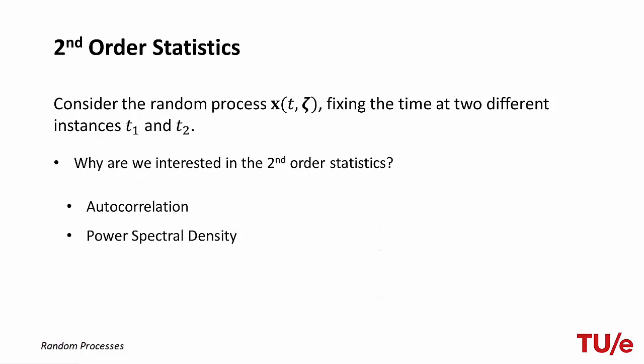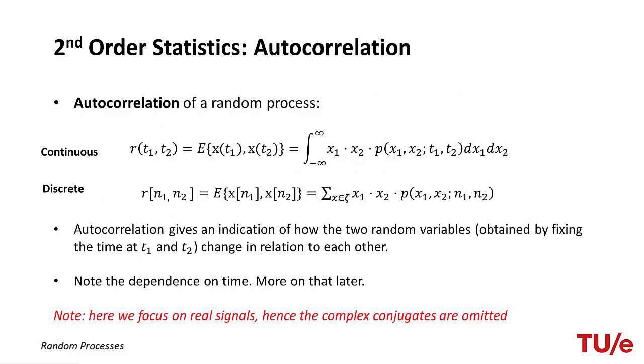But why are we interested in these second order statistics? We will see in the coming slides two very important second order statistics, the autocorrelation and the power spectral density. Essentially, we are interested in figuring out how the two time instances of a random process are related to each other. So let's define the autocorrelation of a random process. Autocorrelation relates the two random variables which are obtained by taking two time instances of a random process. It gives an indication of how the two instances of the random process change in relation to each other. Here, please note the time dependence. We will see more on this later.